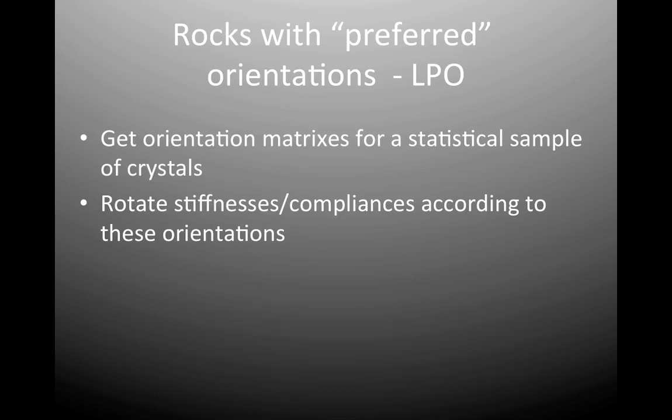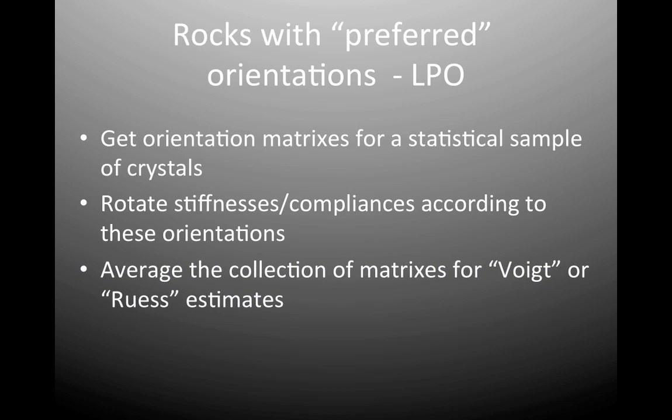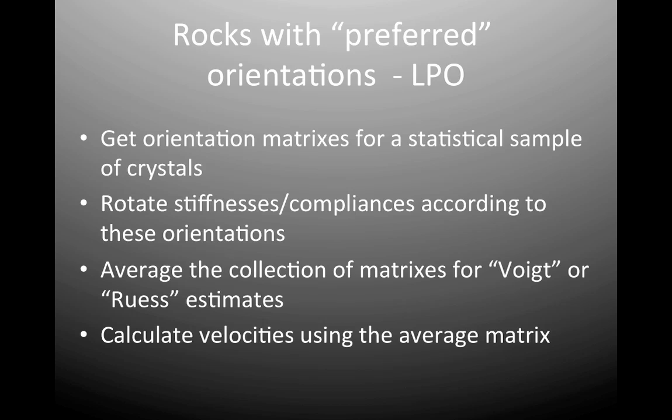Now, given the elastic constants or stiffnesses for the crystals, one would rotate the compliances or stiffnesses according to the orientation matrix, one rotation for each orientation matrix. You could average the collection of matrices rotated according to their orientation, and if you averaged the stiffnesses, you'd get the Voigt average, or if you averaged the compliances, you'd get the Reuss estimate. Then one can calculate velocities as a function of direction in the rock using this average matrix.